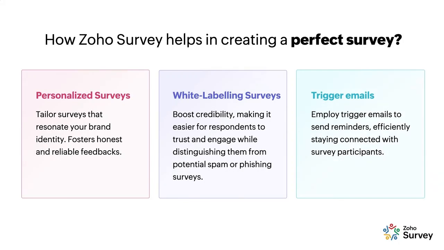Next is trigger emails. Trigger emails in Zoho Survey are automated emails that are sent based on specific conditions or actions taken within the survey. If you want to increase response rates or ensure that the respondents have completed your survey, you can configure trigger emails to send reminders at specific intervals to those who haven't yet responded to it. This helps to keep your survey at the forefront of your respondents' minds.